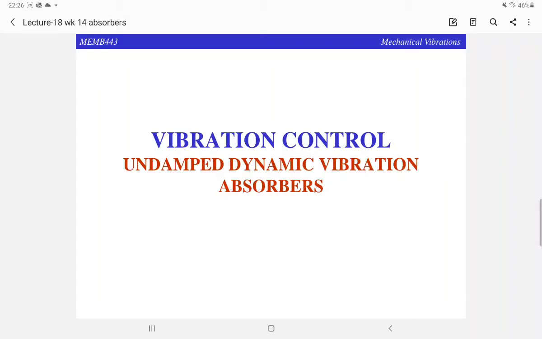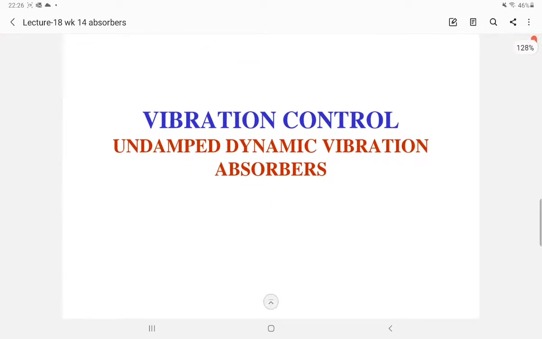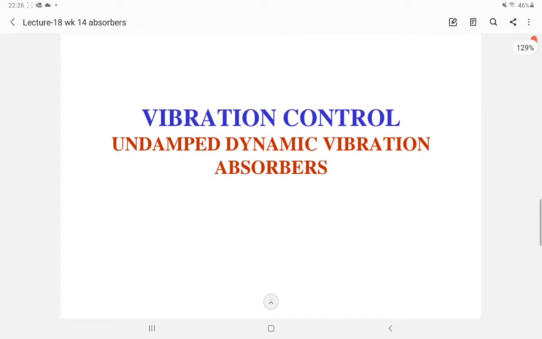Hi, Assalamualaikum. So in this lecture, we're going to talk about vibration control using undamped dynamic vibration absorbers. In the previous lecture, we have seen how we can control vibration using an isolator. In this lecture, we're going to take a look at what we call the undamped dynamic vibration absorbers.